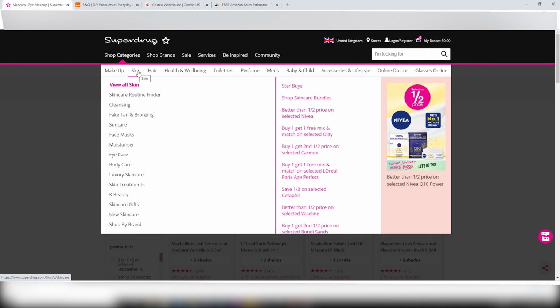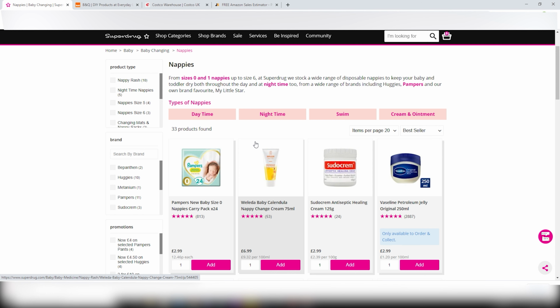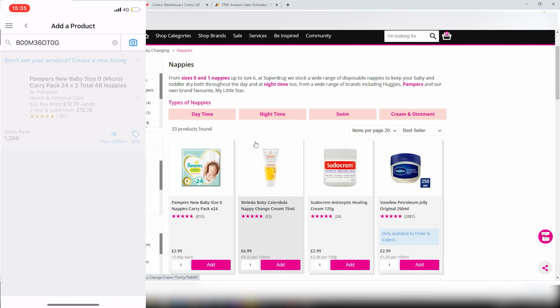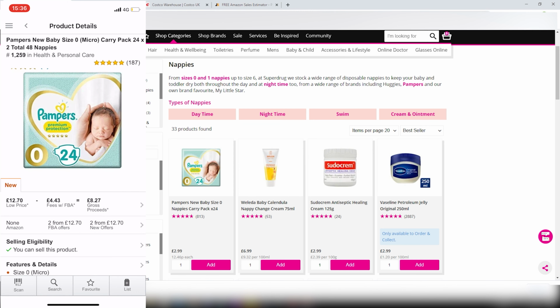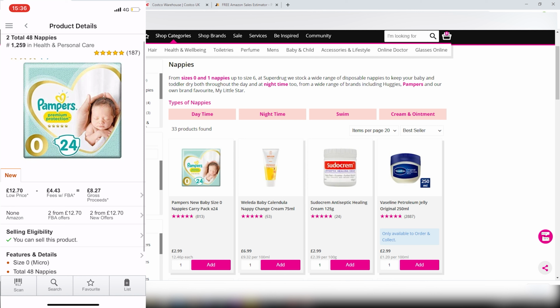And here you are. So if you can notice, the very first product that comes up is the baby's nappies. They're size 0 carry packs, and if you look on Amazon, they've been bundled in packs of 2 to be sold as a pack of 48. They're 1,200 ranked, which is very good in health and personal care. So immediately I knew that the demand would be there for the product.